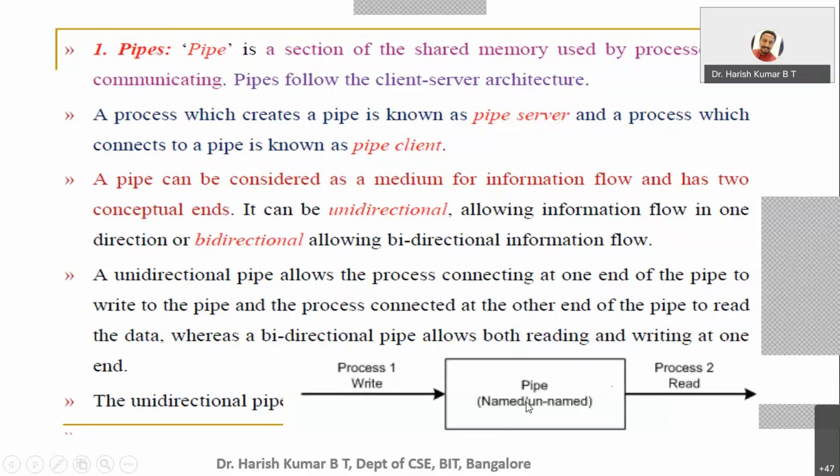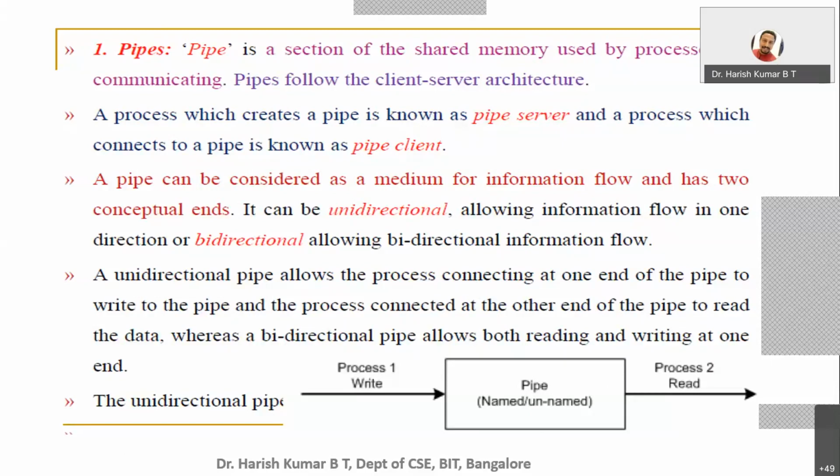And the pipe can be named or unnamed. If I say it is an unnamed pipe, then these two processes, P1 and P2, should have a parent-child relationship. Now, if the parent-child relationship doesn't exist, then I have to go for using a named pipe. Using a named pipe, you can make any unrelated process communicate. So that we can do.